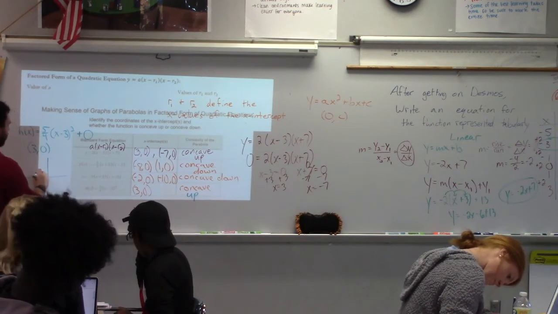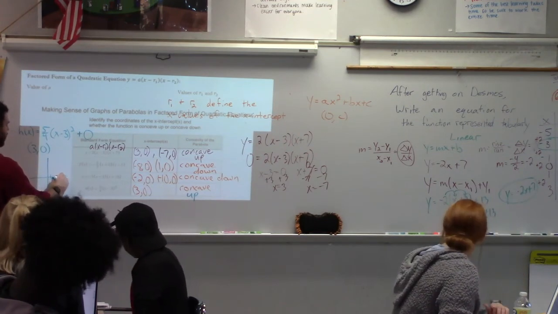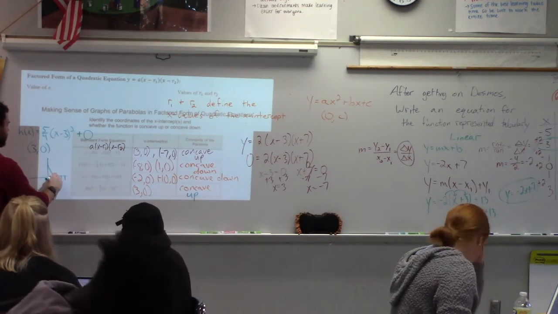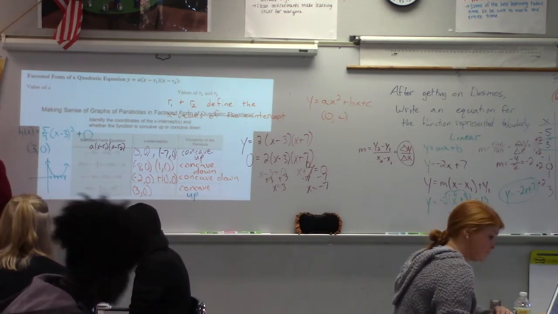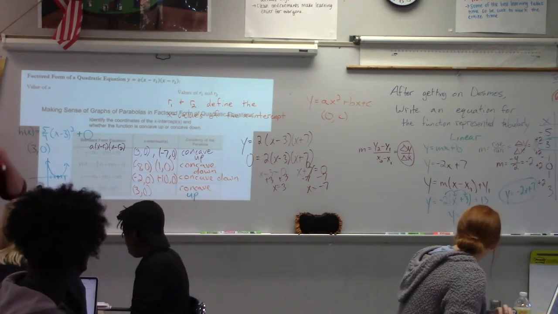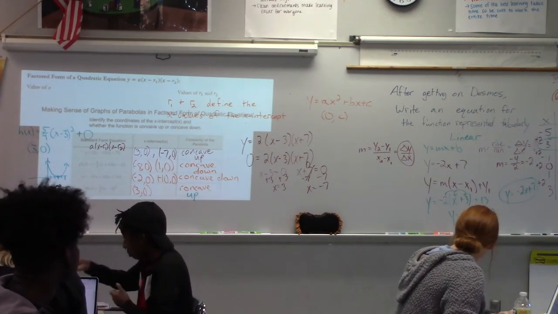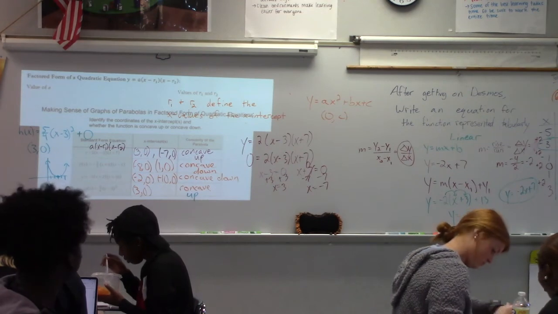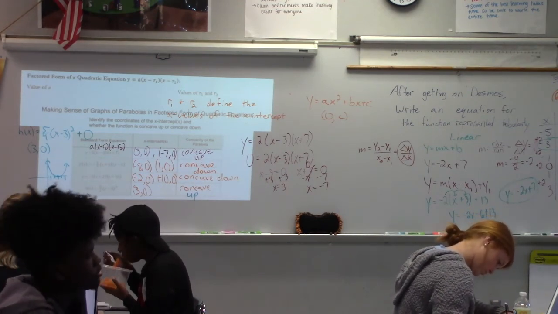If I were to graph this, it would look something like this, with an x-intercept and vertex at (3, 0). That's not perfect, but it's supposed to be right there. Okay? And so that's what's happening. That's why there's only one x-intercept, because that's the vertex on the x-axis. Right. Okay?